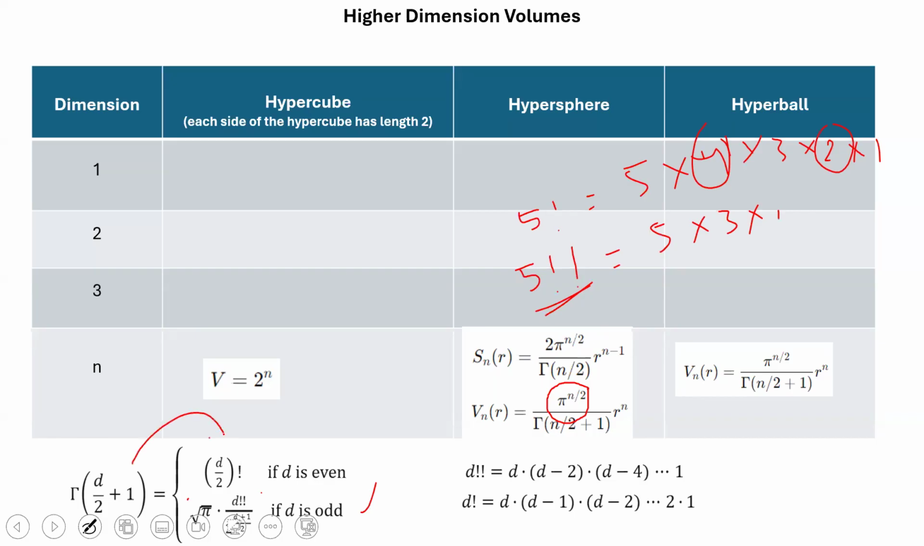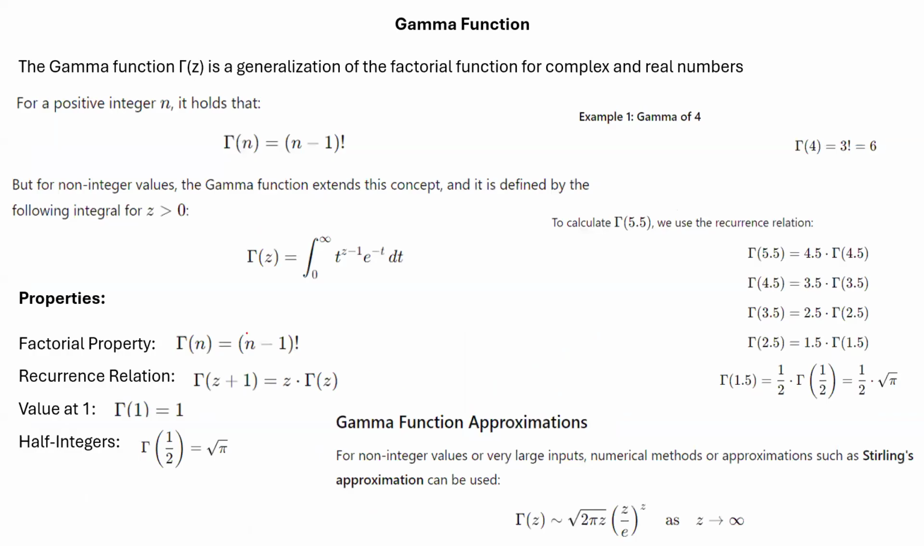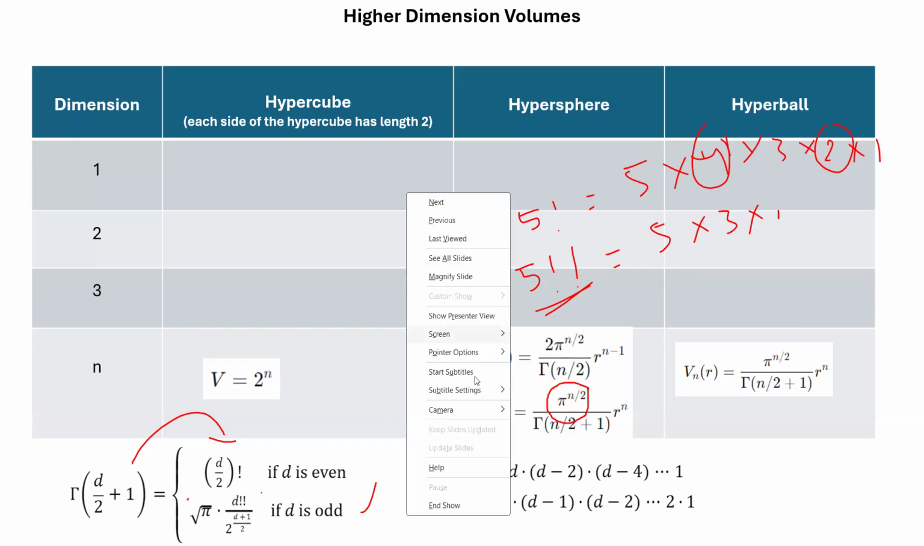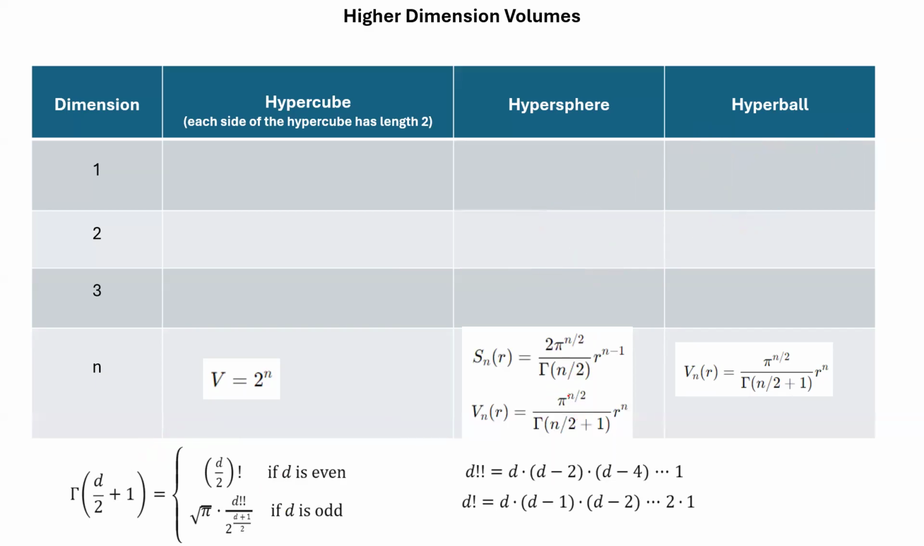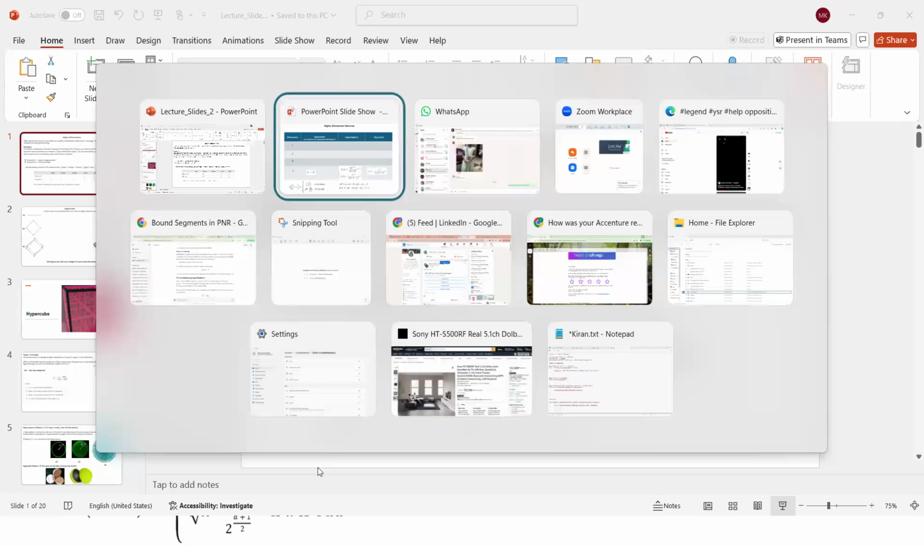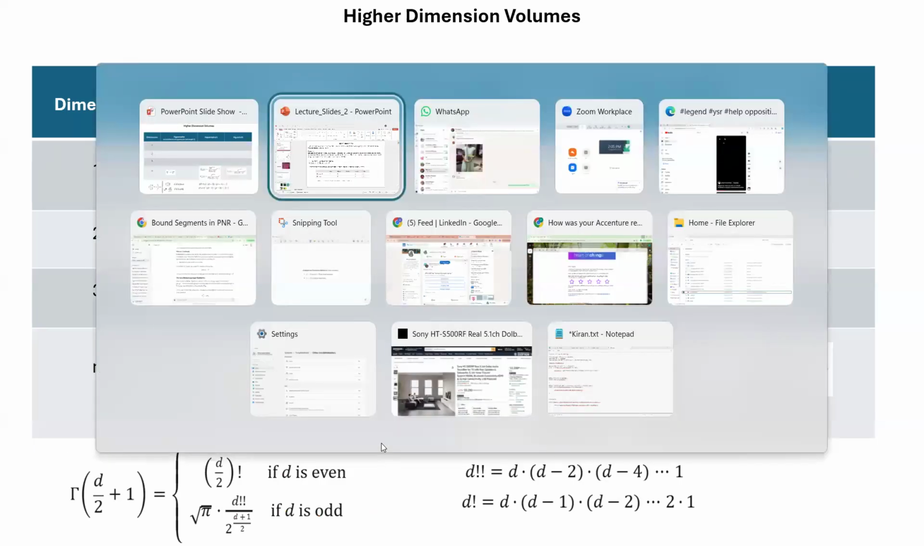So we got these formulas: gamma of d by 2 plus 1 is equal to d by 2 factorial if d is even, and this other formula if d is odd. Now you just have to derive these formulas. You know these things, and using these properties you have to derive them. So I'll give you a couple of minutes to try on your own, and if you're able to solve it, post it in the chat, or else I'll show you the derivation.